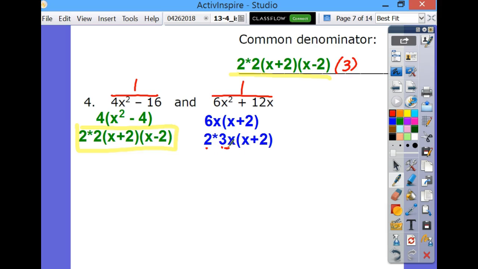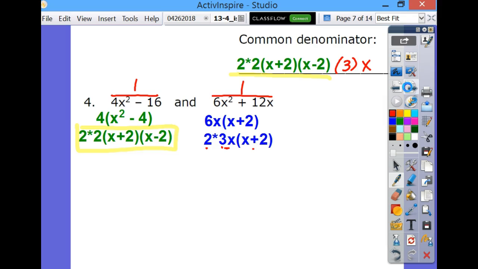Does it have an x? Just an x by itself, not added to anything? Does it have an x, so I need one of those? Does it already have an x plus 2? So I don't need another one. That is what my common denominator would be.